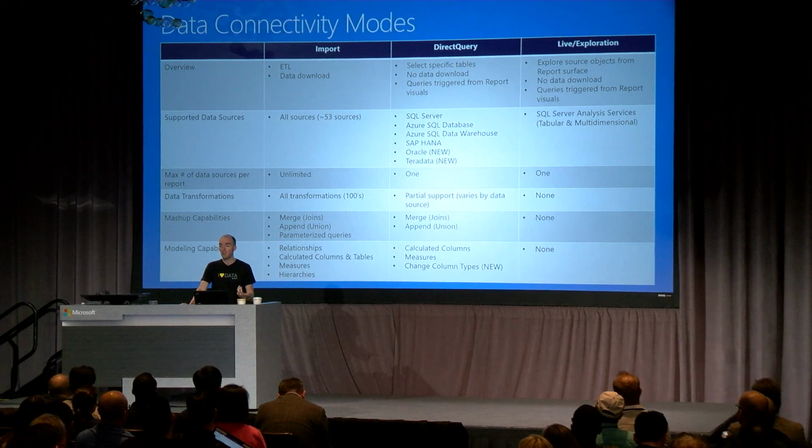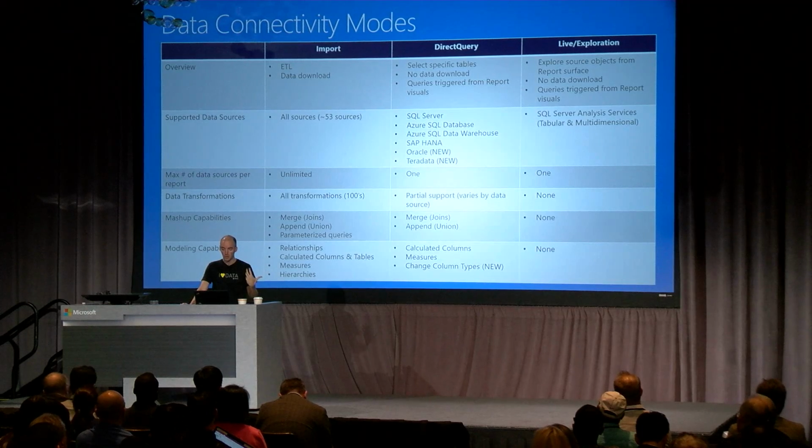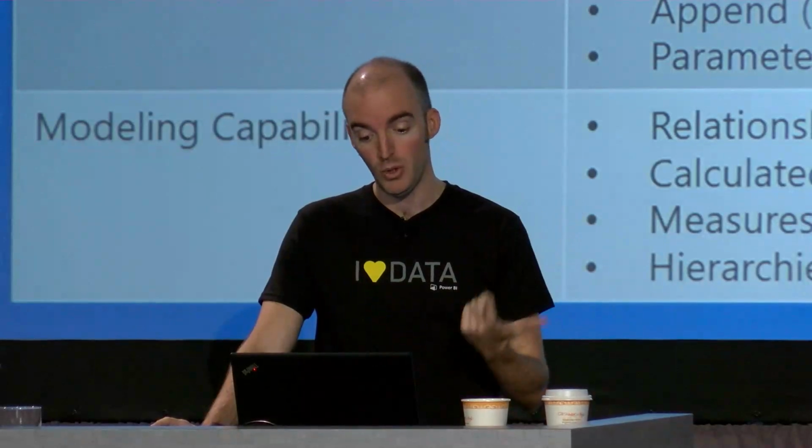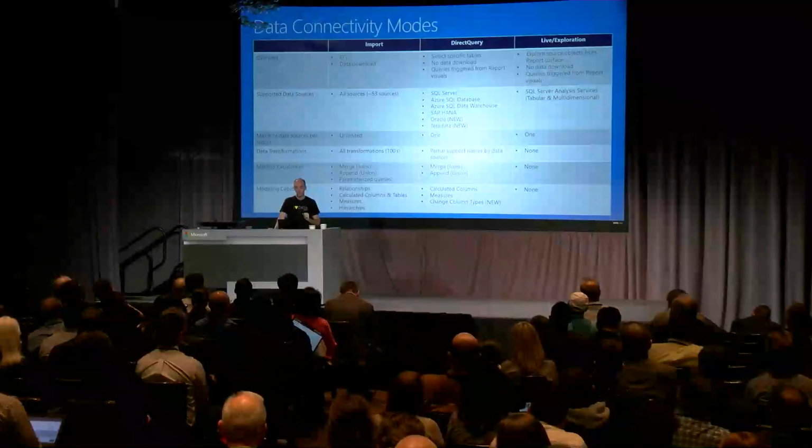In terms of modeling capabilities, this is something that initially we were very limited in when we first shipped the first few versions of direct query a few months ago. But in the last few months, we've shipped the ability to create calculated columns and measures, and coming new in March, we're letting you change the column types from within the report and the data views as well.